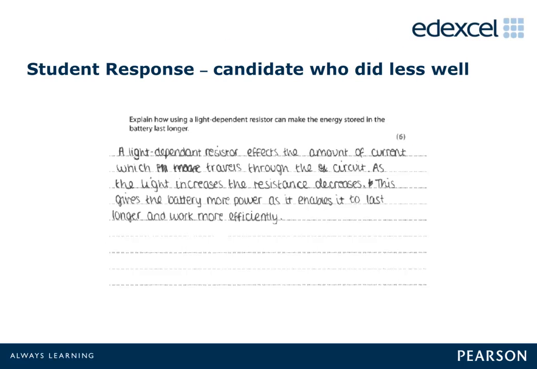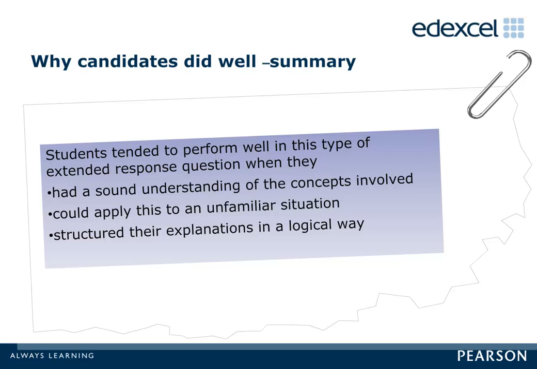This candidate showed some understanding of how light level affects the resistance of a light-dependent resistor, but did not link this to the current involved, and did not relate it to the situation involving the traffic sign. This was a level 1 answer, scoring 2 marks. Some 6-mark questions test how well candidates can apply their knowledge and understanding of physics to an unfamiliar situation. Successful candidates made sure the links were clear and their explanation followed a logical sequence.